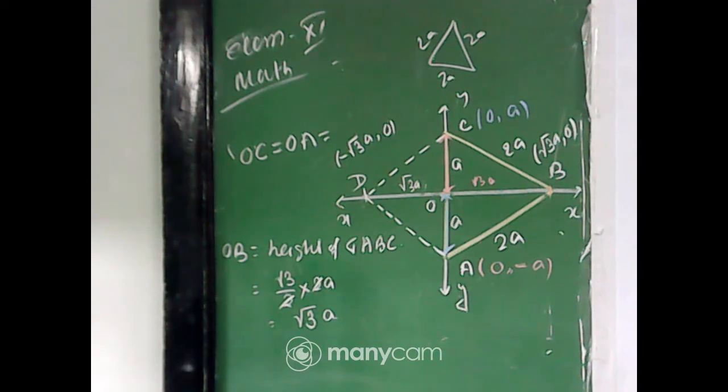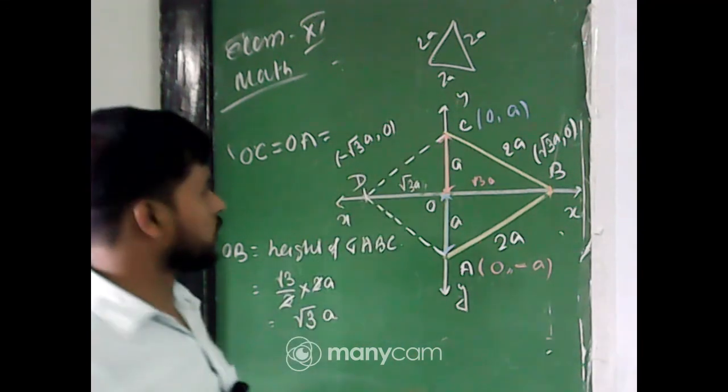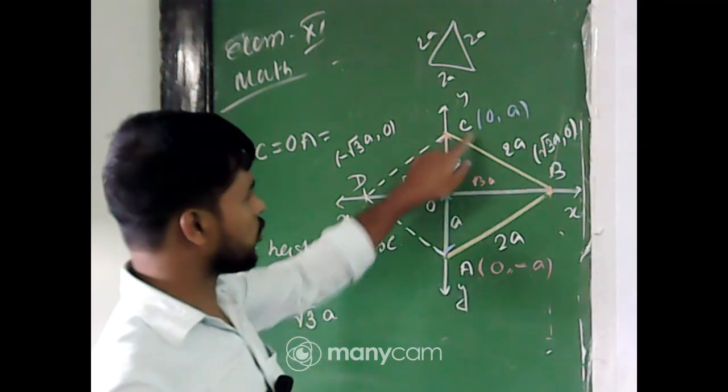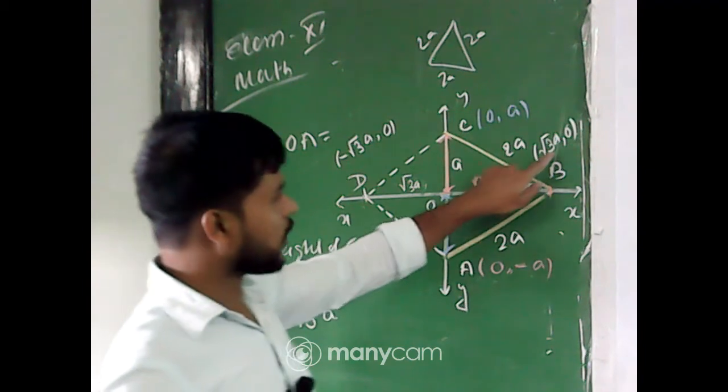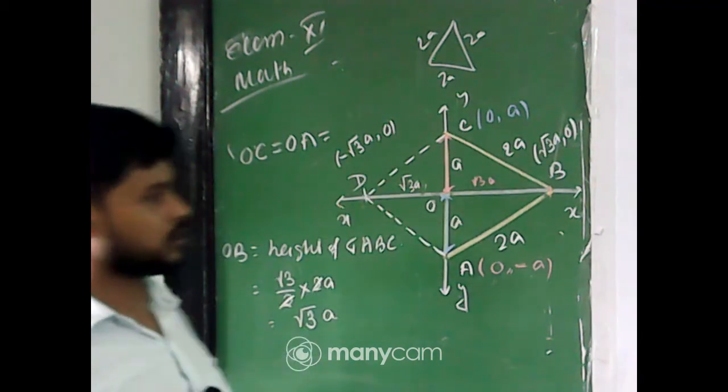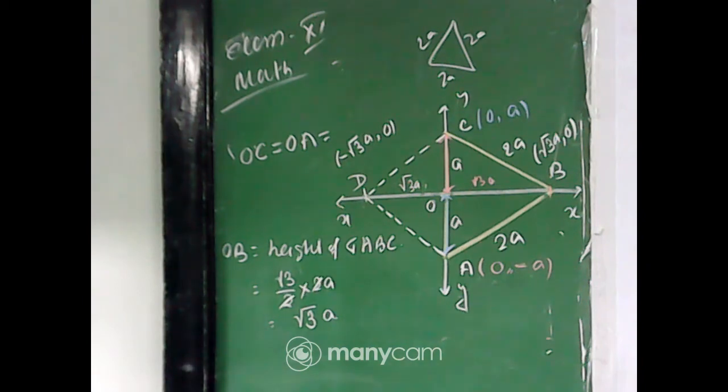Okay, so these are the vertices of the triangle ABC: 0 comma minus a, 0 comma plus a, and either √3a comma 0 or minus √3a comma 0. So those are the vertices of the triangle. Okay, now question number 2 is completed. Now we'll solve question number 5.